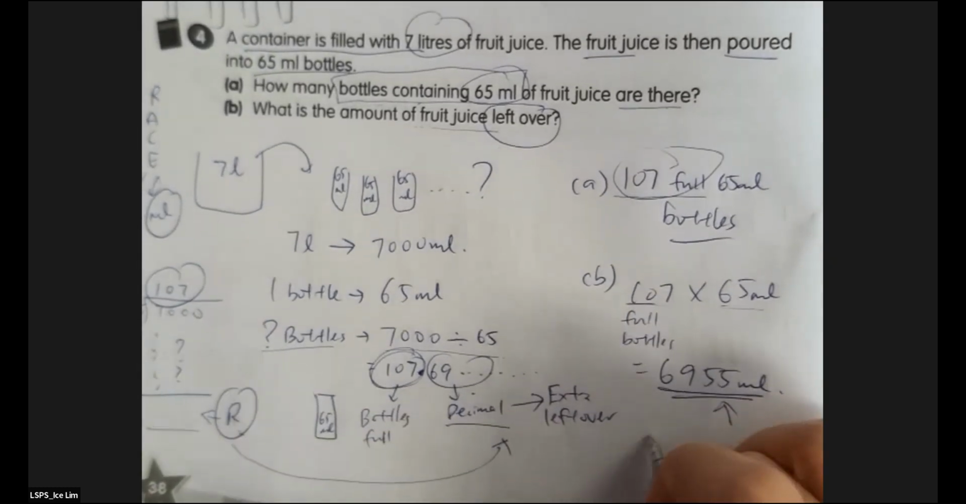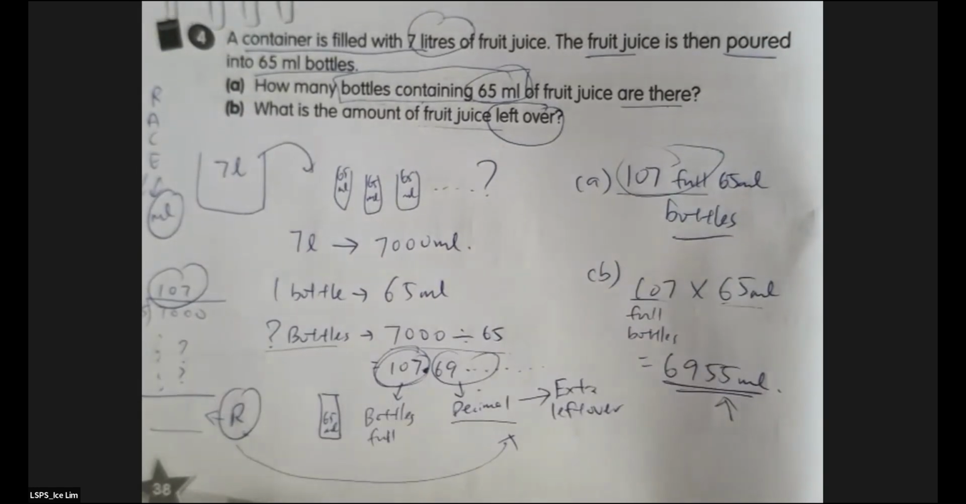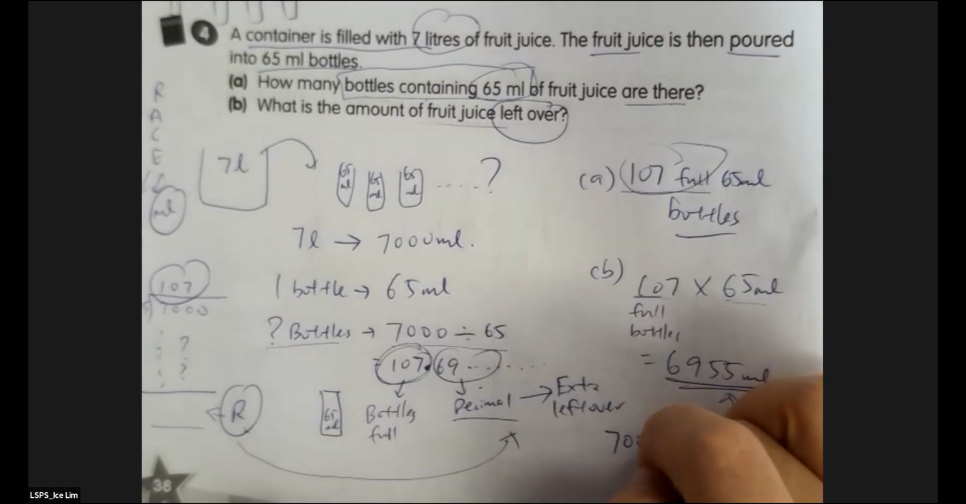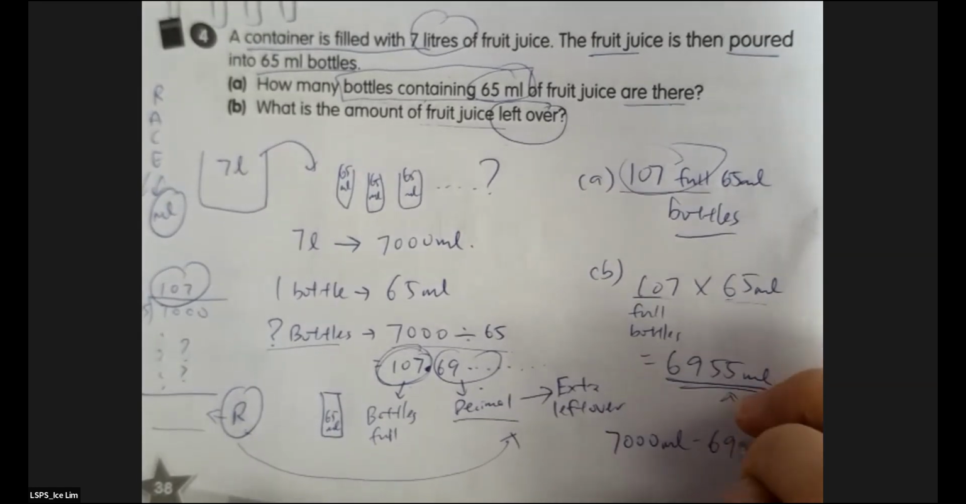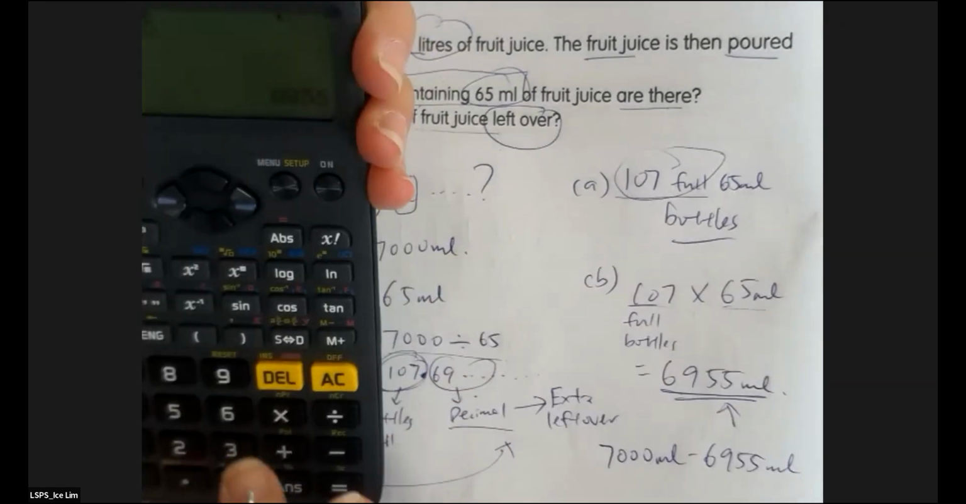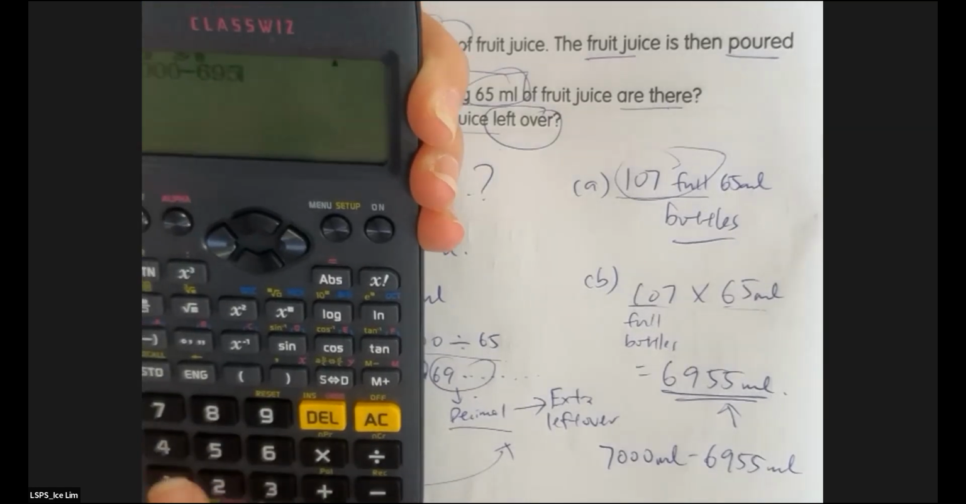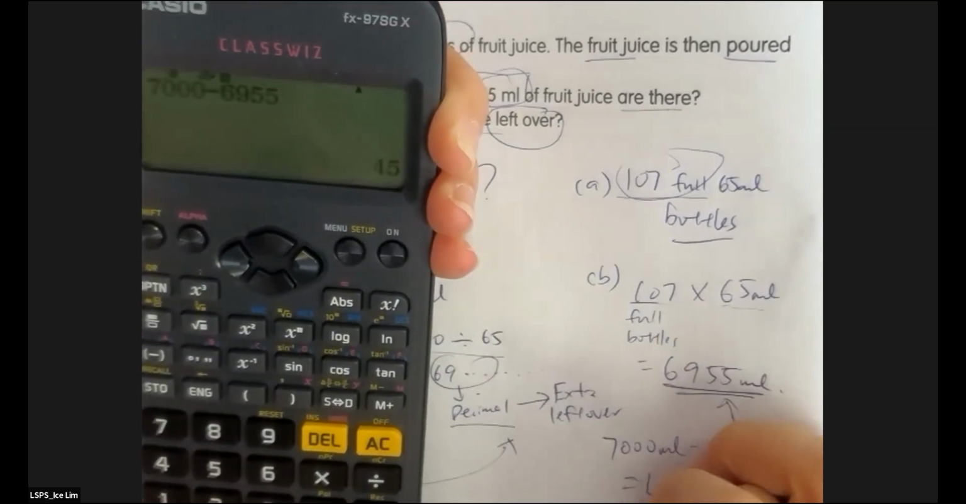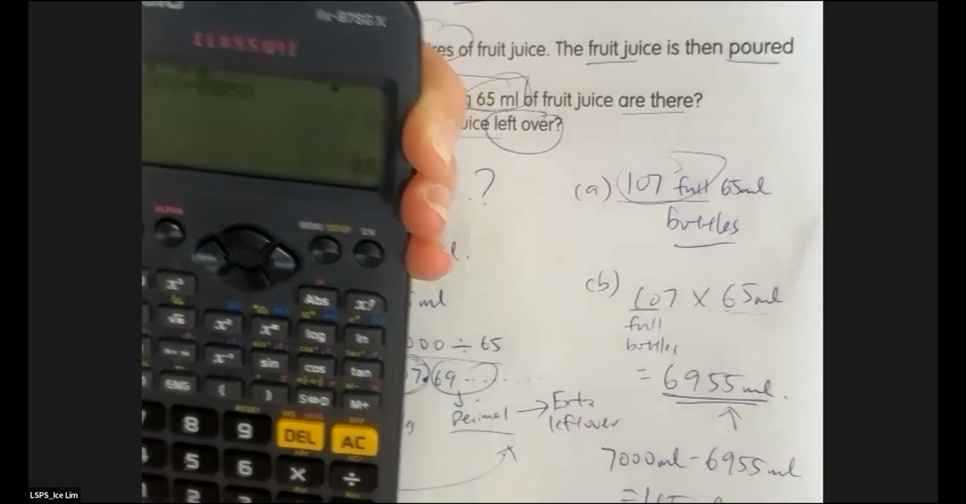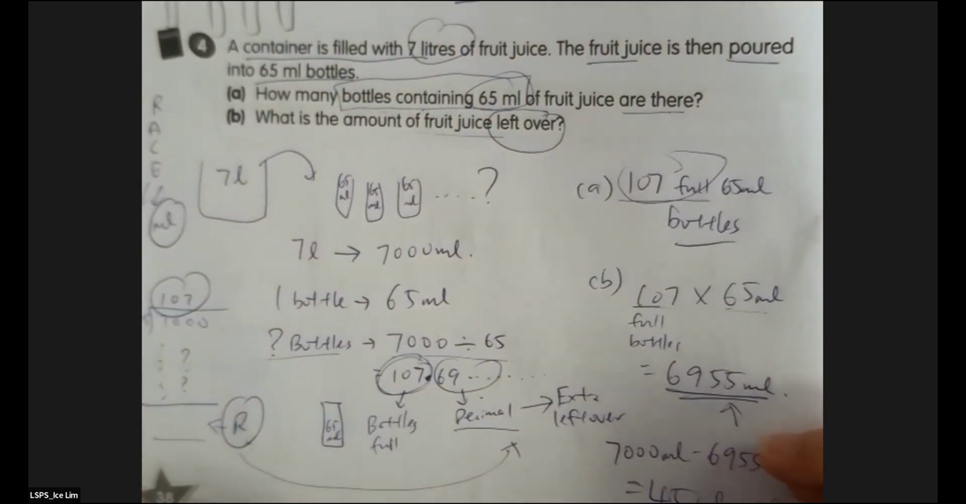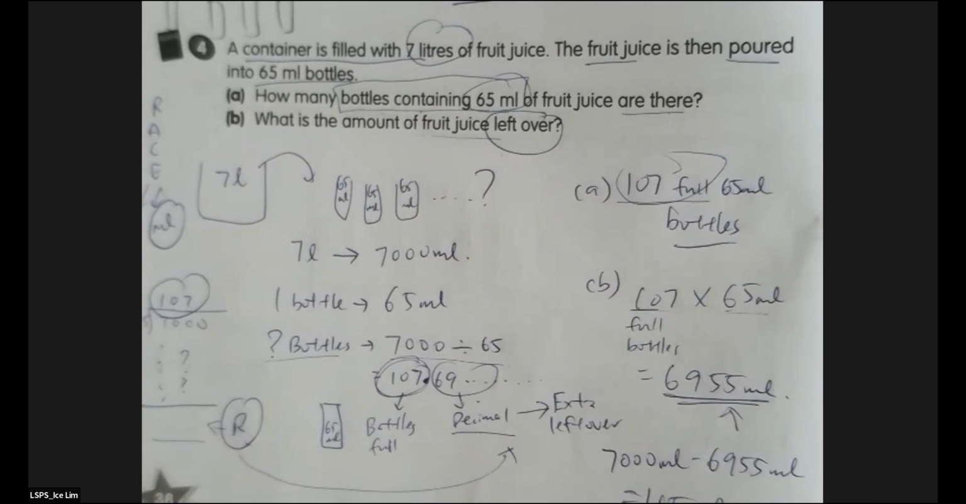So what do you think is my next step? Use what to minus? 7,000 minus 6,955 equals 45 milliliters. This is the leftover. Can you understand?